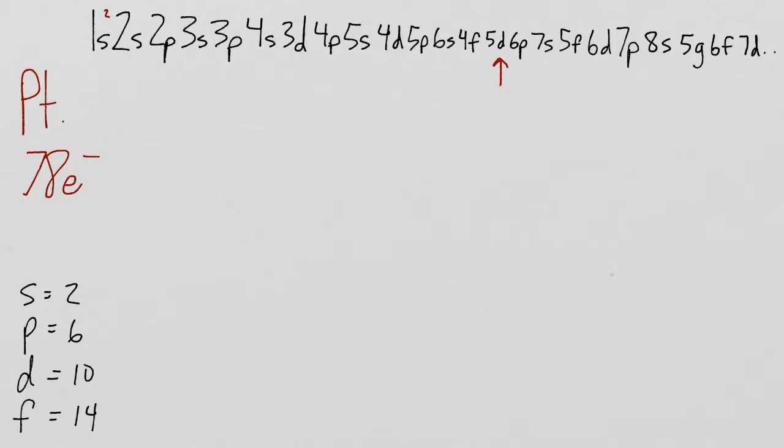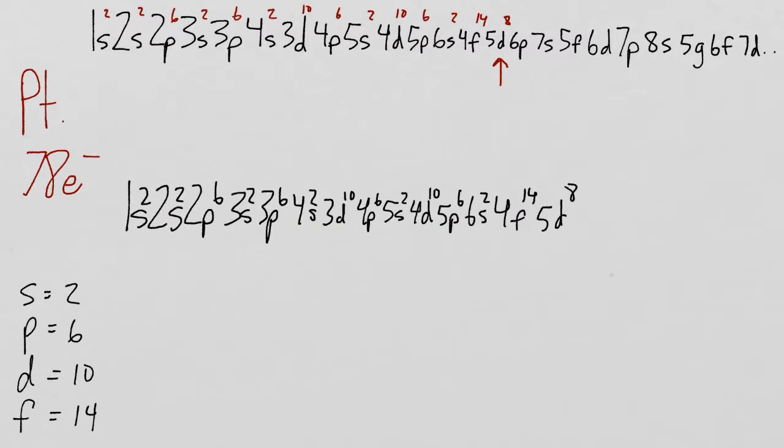We've got 2, 2, 6, 2, 6, 2, 10, 6, 2, 10, 6, 2. The f shell here has 14. And platinum is the 8th element in the transition series of this row, so it will get 8 electrons. And so if we were to write out now the whole electron configuration, it would look a little something like this.